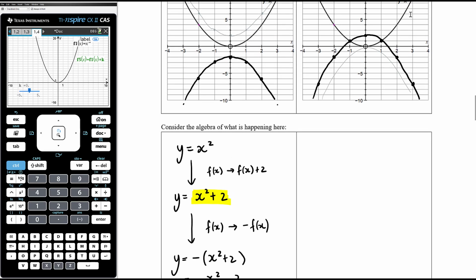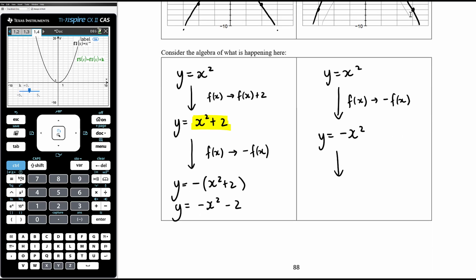Whereas on the right, if we started with y equals x squared, and the first thing we did was the reflection, so we know that means f of x becomes negative f of x. So that would be y equals negative x squared, okay? And then we translate it up by 2, or f of x becomes f of x plus 2 when we go up by 2. So we take our existing function, which is that, and add 2 onto the end of it, okay? So it becomes negative x squared plus 2. And these are not the same.